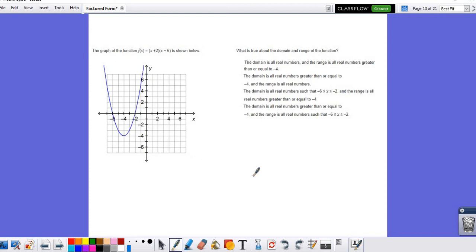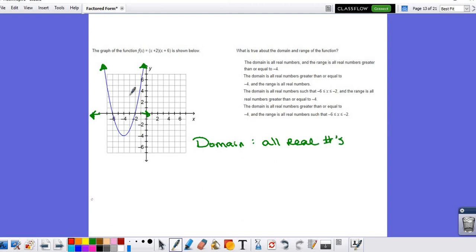All right, now we're going to talk about some domain and range. So what is true about the domain and range of the function? Well, what you can't see is that they forgot to put some arrows on here because it goes on forever. Okay, so your domain goes left forever and right forever. So that means if it goes on forever, your domain is all real numbers.